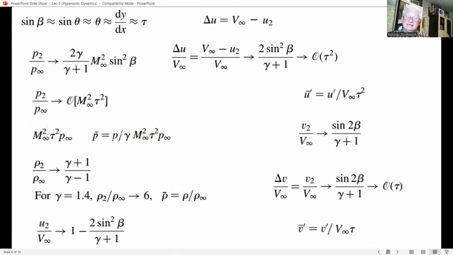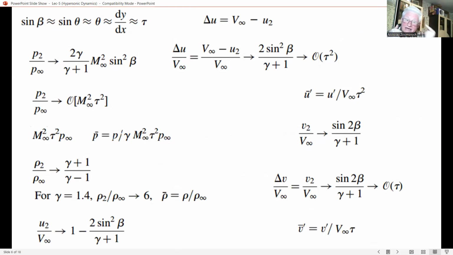Because we are dealing with a slender body, tau is a small number and much less than unity. And hence, by comparing our equations, we see that delta u, which varies as tau squared, is much smaller than delta v, which varies as tau. Therefore, we can conclude, in the case of hypersonic flow over a slender body, that the change in v dominates the flow. That is, the changes in u and v are both small compared to v infinity, but the change in v is large compared to the change in u. And this fact was observed earlier in our previous section.